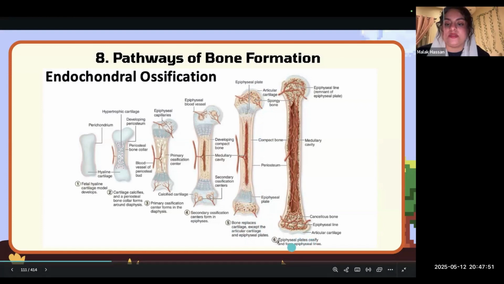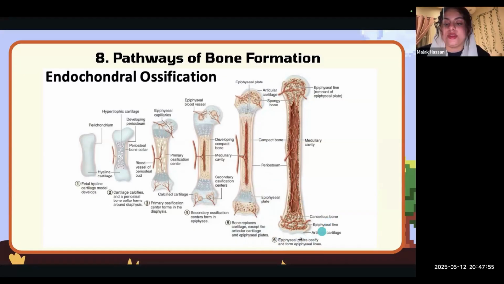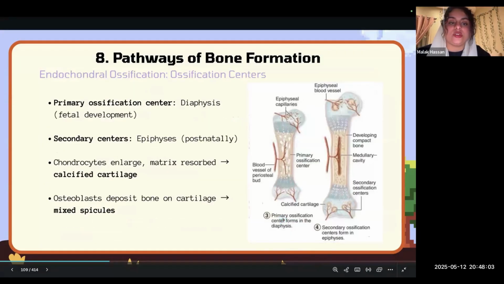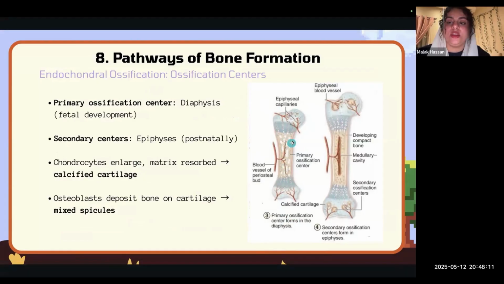Okay, and the epiphyseal plates, eventually when the person grows up, after puberty, after everything, they're going to ossify or calcify and form epiphyseal lines. Okay, so let's go back here. We have the primary ossification center, which is going to be on the inside here in the diaphysis, and you have the secondary centers which are in the epiphysis, okay?